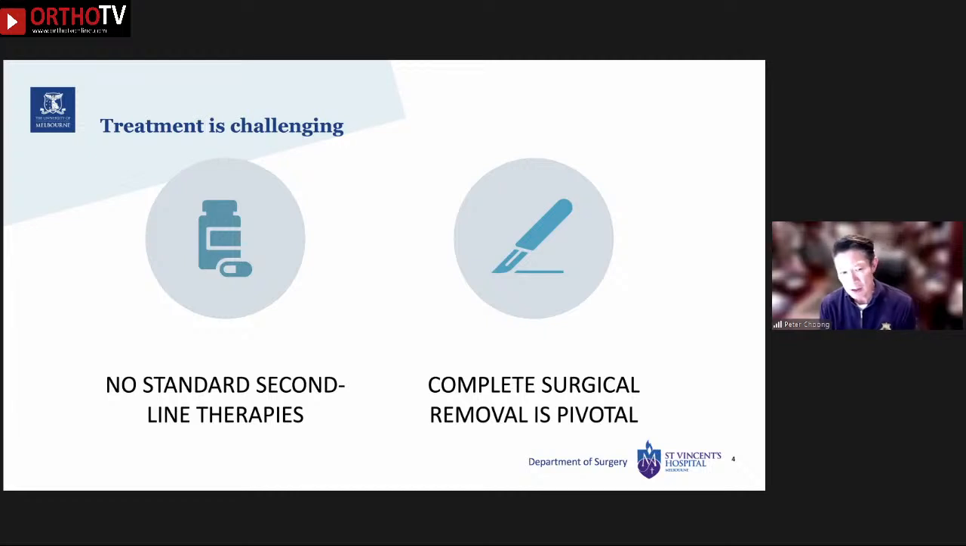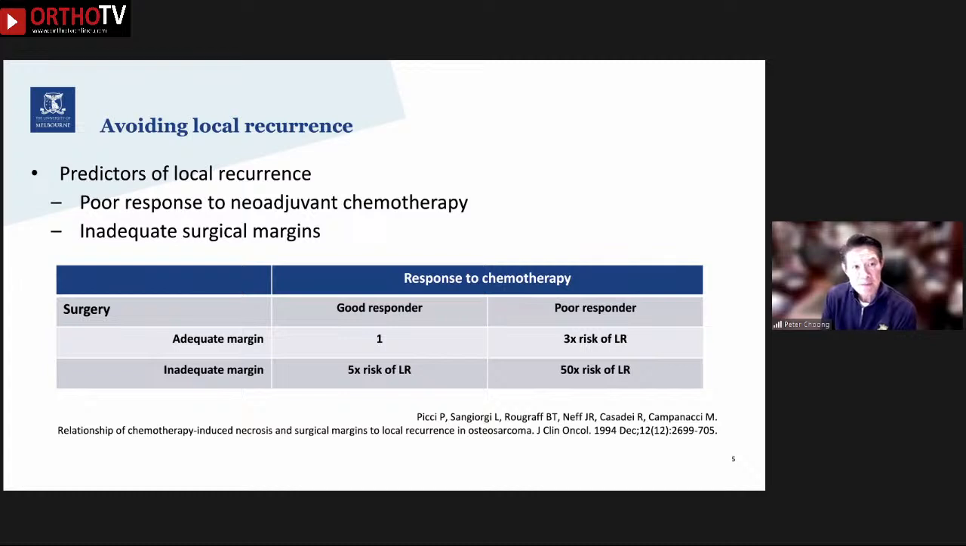So the key thing really is that treatment is challenging. We understand that there's no standard second-line therapies, and whenever you ask your medical oncologist, they will talk as if there's always done it this way or that way. But when you look through the literature, there is really no standard approach, and it really is quite empirical. What we do know, though, is complete surgical removal is pivotal to having good local control of disease. And if ever there was an opportunity to cure, then it can only occur with a complete surgical removal. And that's the very first philosophical point to make, I guess.